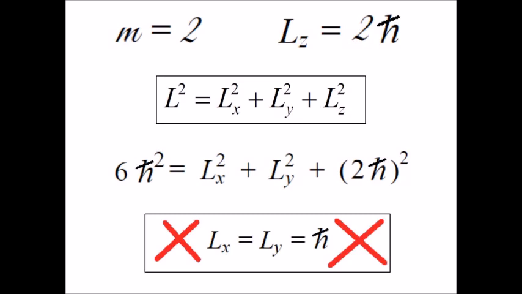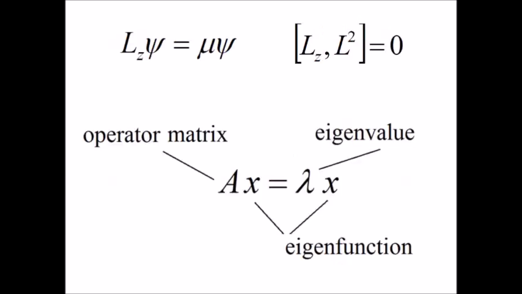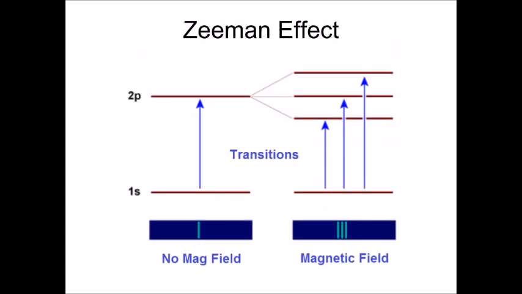You can't do it. Taking, however, the L squared operator and the LZ operator, those commute, so those can be done simultaneously. Heisenberg gave you the thumbs up on that one, and I knew you were worried about that. But can any of this really be seen experimentally? Yes, it's called the Zeeman effect.